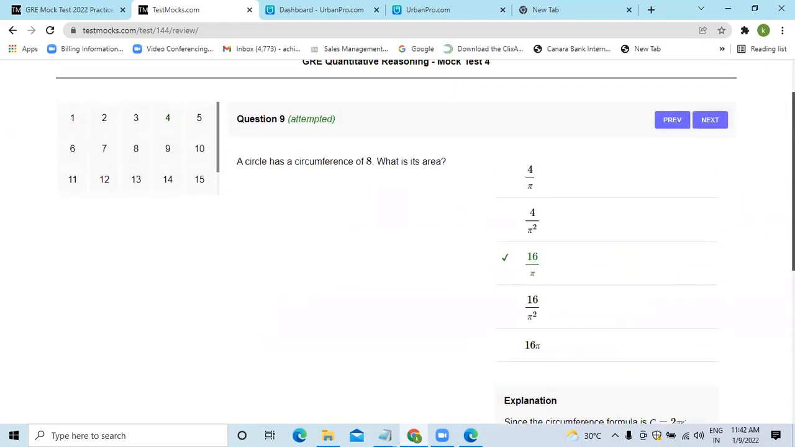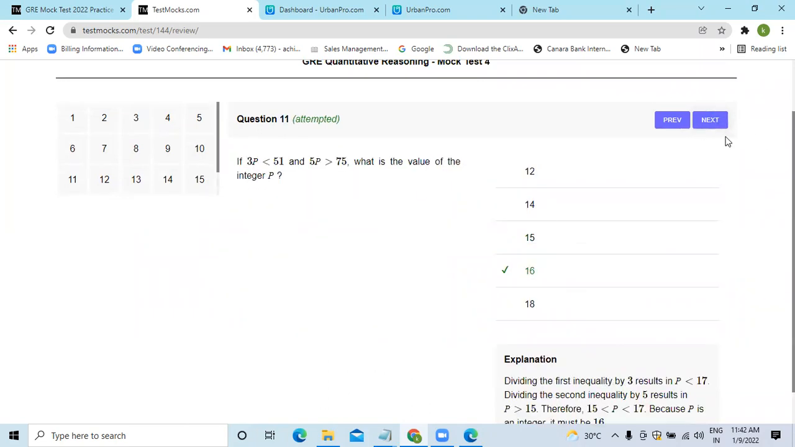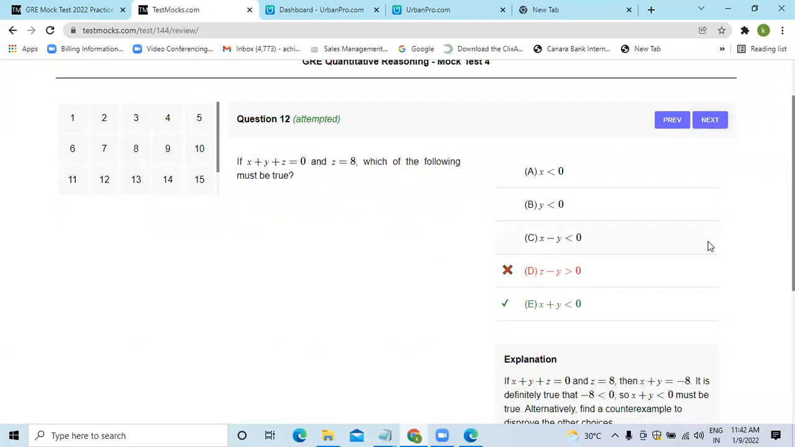Yeah, that's perfect. A circle has a circumference of 8. What is the area? Good, got it right. And here, yes, both the values are right. And here too, you're right, 3p less than 51. This one is again wrong.